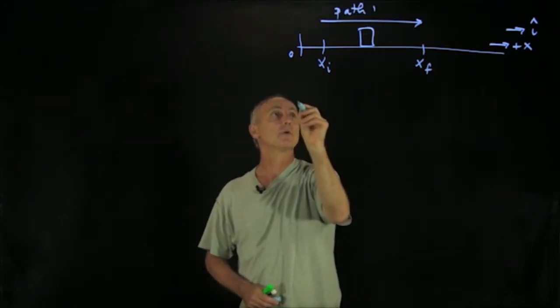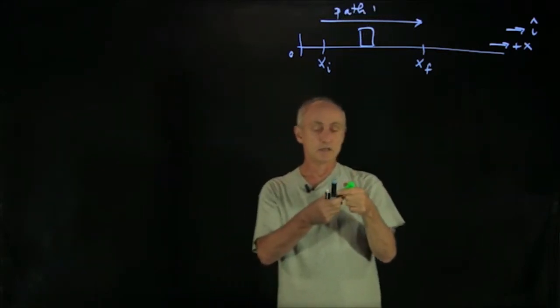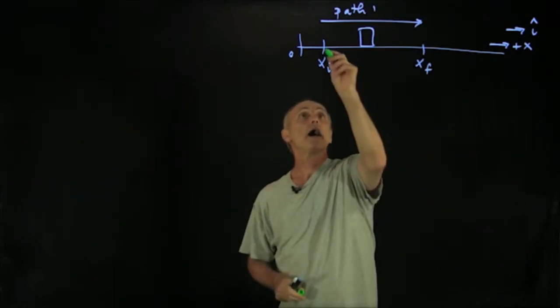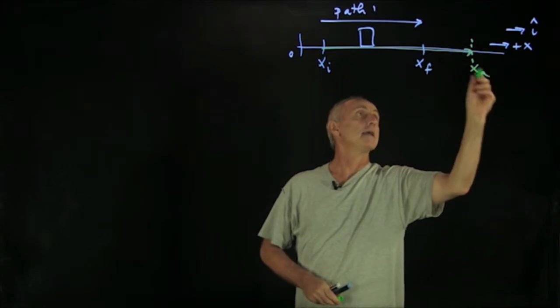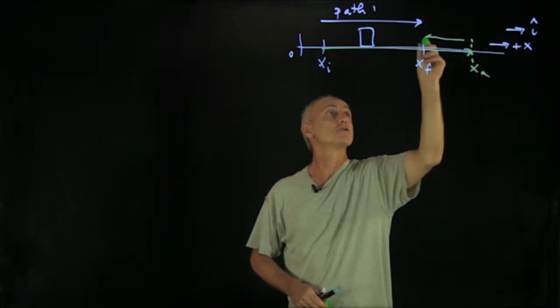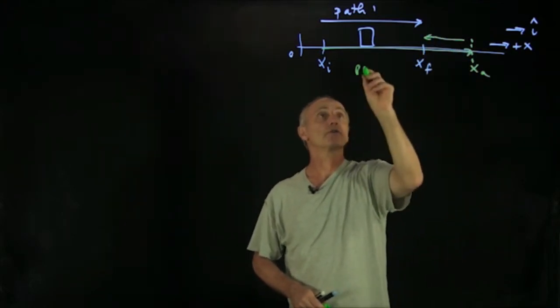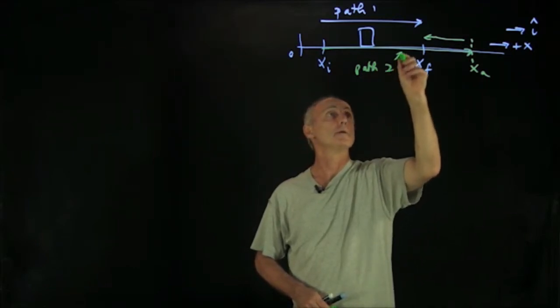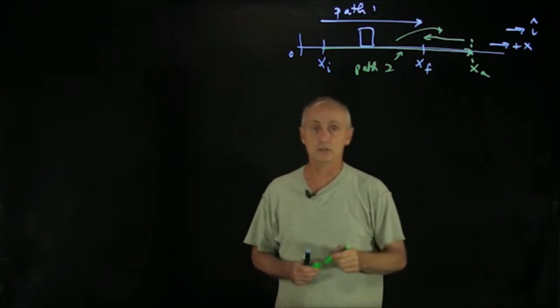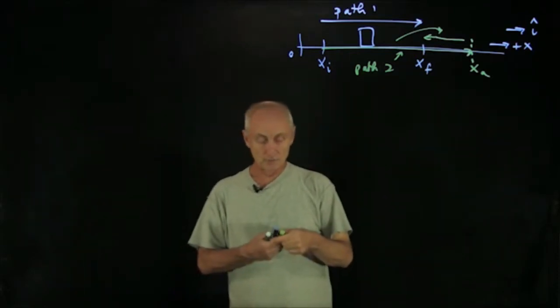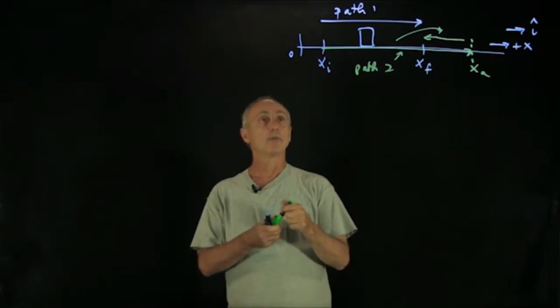And in our second case, what we'd like to contrast with that is that we'd like to move the object out to a point xa and then back to the final point. So this is our path 2, has 2 legs, and we'd like to compare the work done on these 2 paths. So for path 1, we'll begin by calculating.